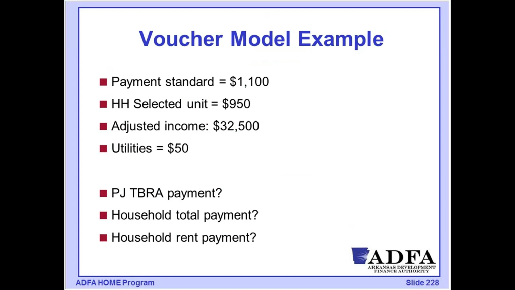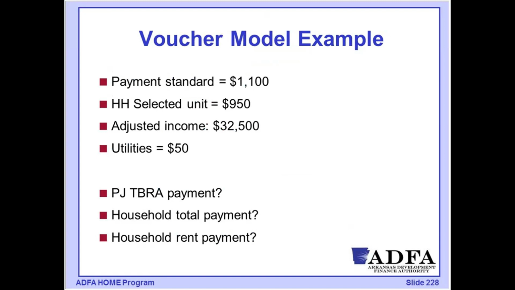In this voucher model example, the payment standard has been set at $1,100. In this case, the household selected a unit that's actually cheaper than that. They were able to find a $950 a month rent rather than what was expected at $1,100. They have an adjusted income of $32,500, and the utilities that are going to be tenant paid are going to be $50.